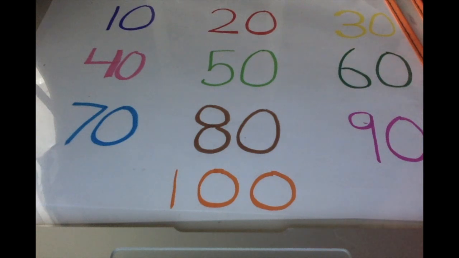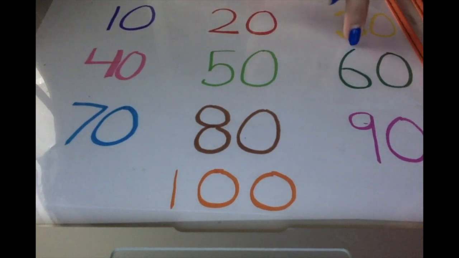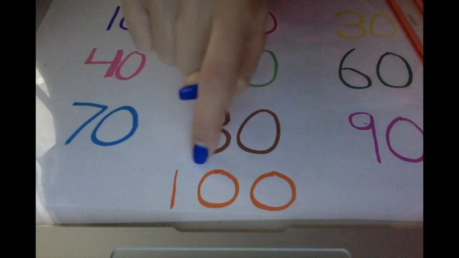And like we talked about last week, there is a pattern when counting by tens that may help you remember, right? We know that the first number shown is the number of tens, right? And it goes in number order. So 1, 2, 3, 4, 5, 6, 7, 8, 9, and 10, right?